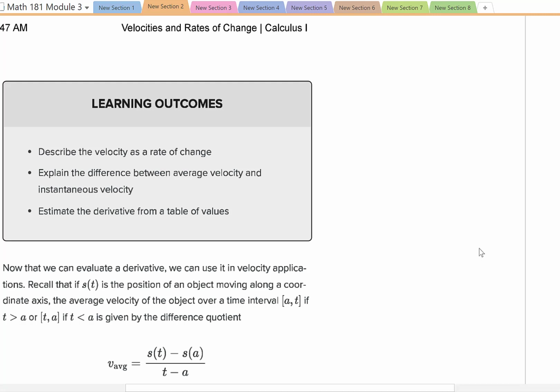So we have this formula here. The average velocity is s of t minus s of a over t minus a, and that's much like that secant line, the derivative or the slope of a secant line. And so I'm hoping you see that similarity there.